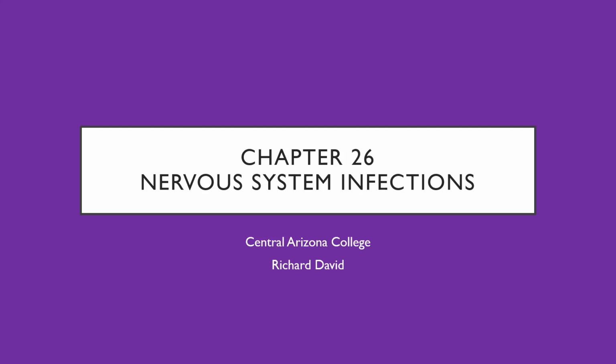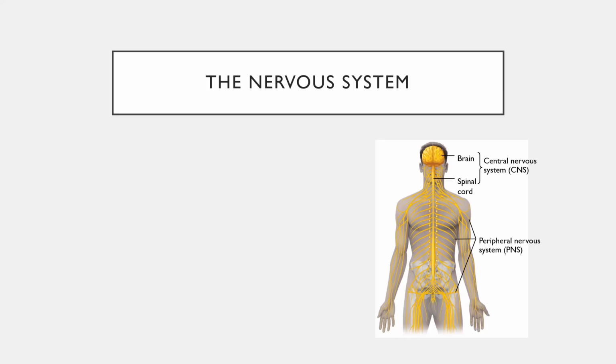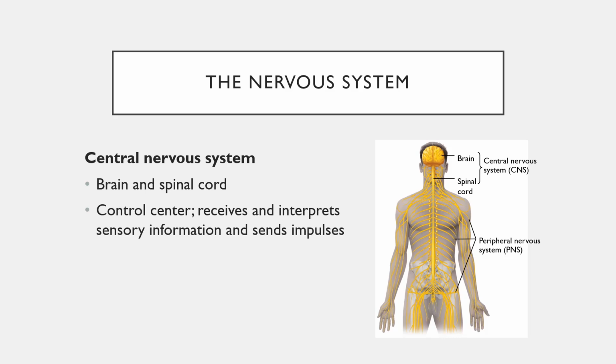Hello, everyone, and welcome to Chapter 26, which covers nervous system infections. As usual, we're going to start off by talking a little bit about the anatomy of the nervous system. The nervous system has two halves to it. There is the central nervous system, which consists of your brain and your spinal cord.